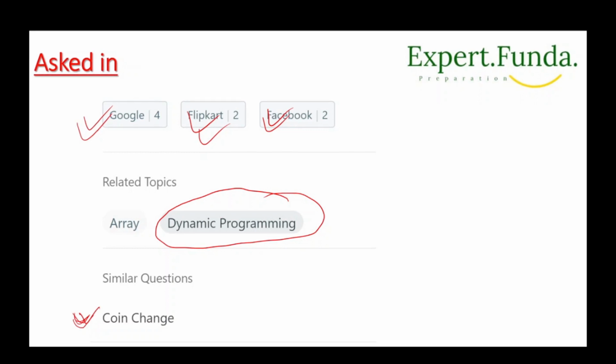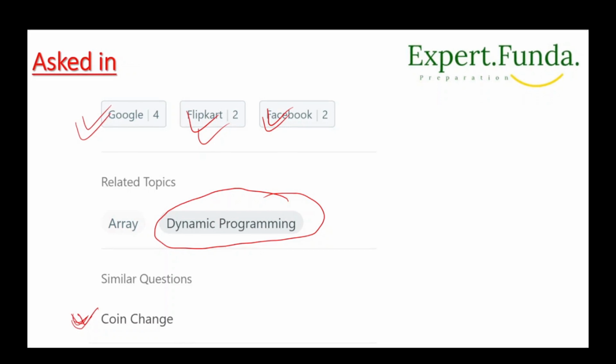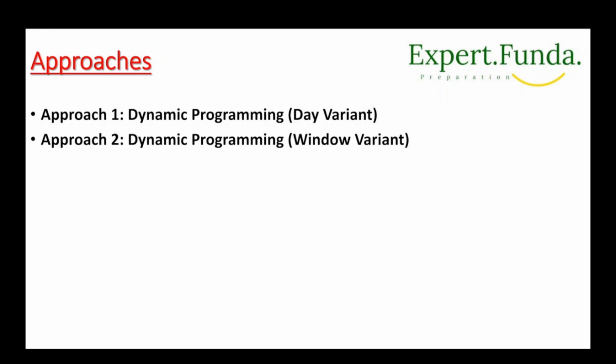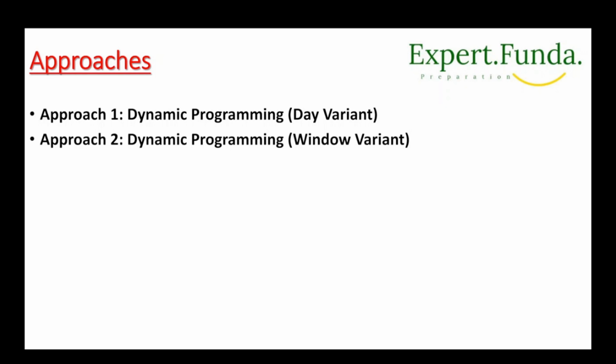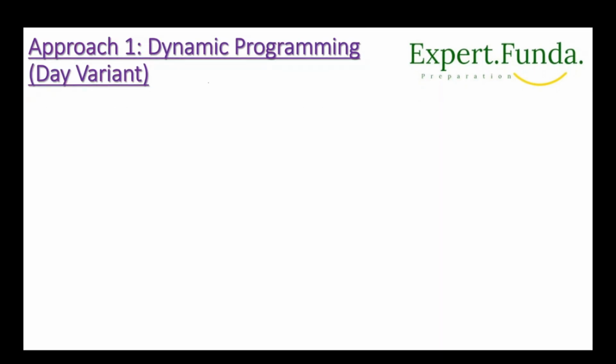So today we have seen different approaches, four approaches in total, right? The DP, so I will recommend you to go and watch the previous study video also, so we'll have a little hands-on on dynamic programming. Coming back to the approaches, there are multiple approaches we have. The first is dynamic programming, the day variant, and another is the window variant, right? These two approaches are very important. First of all we'll go with dynamic programming, the day variant.